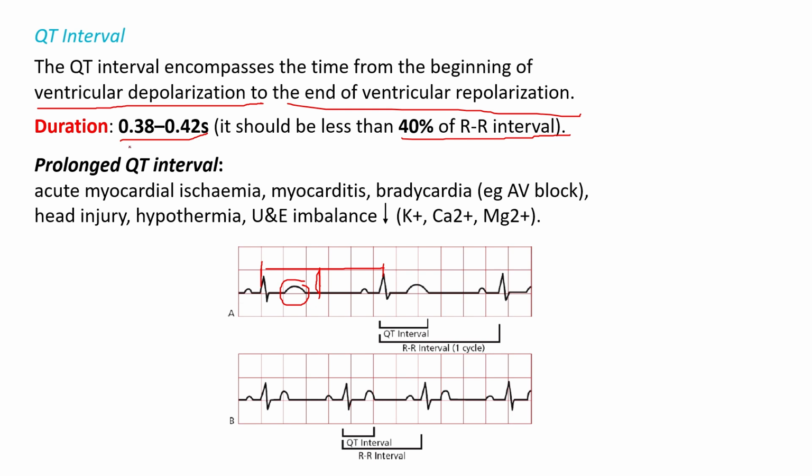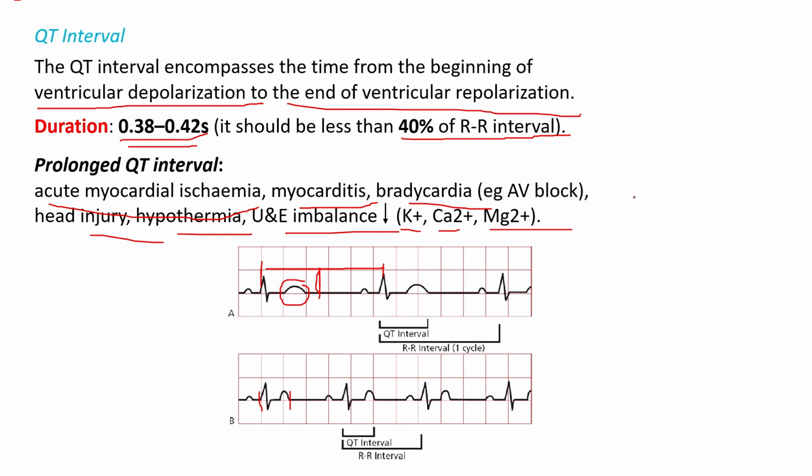Or if you stick to the time, remember, if it's more than 3 large boxes, it's abnormal. For example, you will count QT from the beginning of R to the end of the T wave. If it's more than 3 large boxes, most of the time it's prolonged. And what causes prolongation of QT interval, by the way? It can be due to acute myocardial infarction, myocarditis, bradycardia, AV blocks, head injury, hypothermia, and electrolyte imbalance. And especially focus on this part: a decreased amount of potassium, calcium, magnesium.